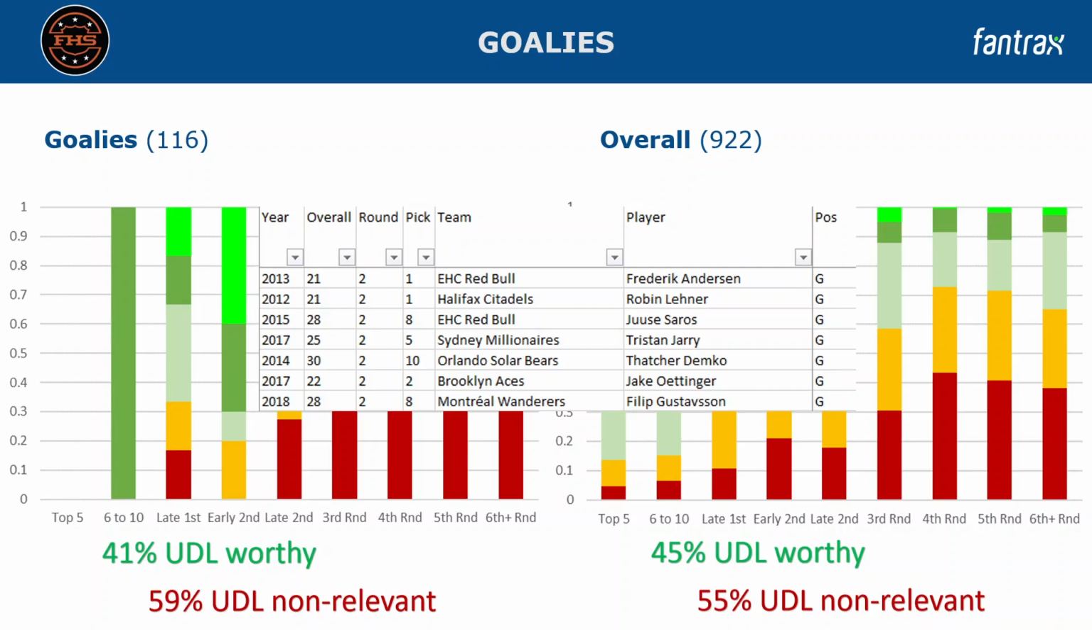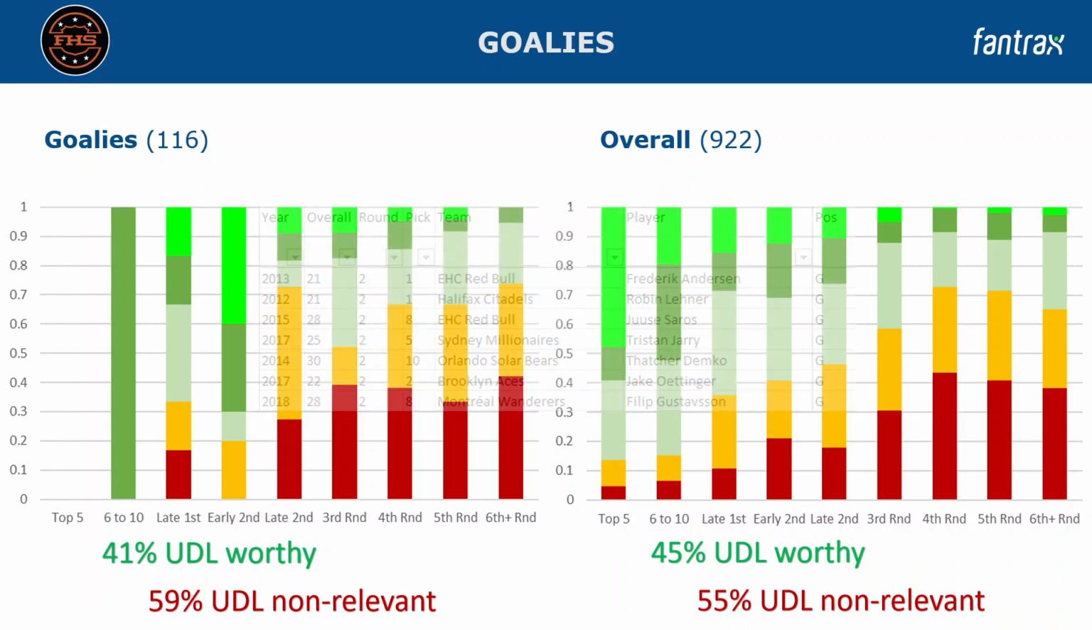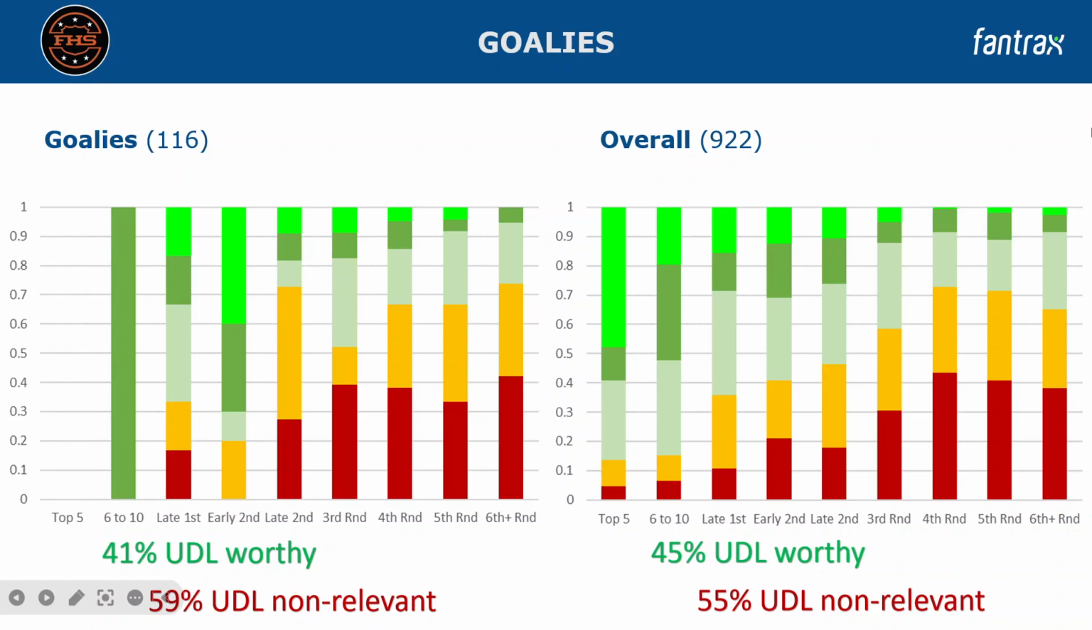But this is mostly not because realistically it's easier to draft a good goalie in the early second, but because people both in the NHL and in the UDL are hesitant to draft goalies too early, I think. And you see the overall success rate for the goalies is similar or comparable to the forwards.